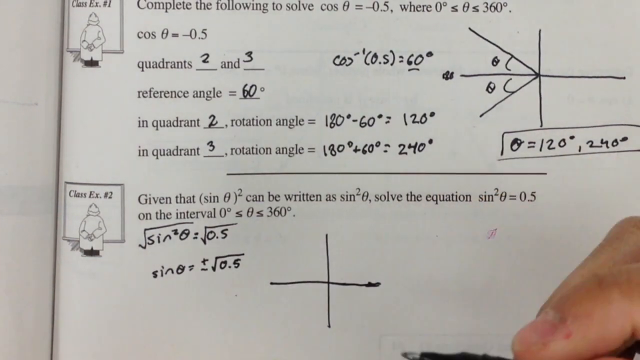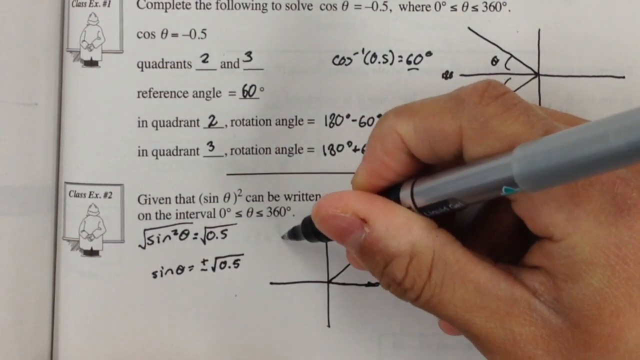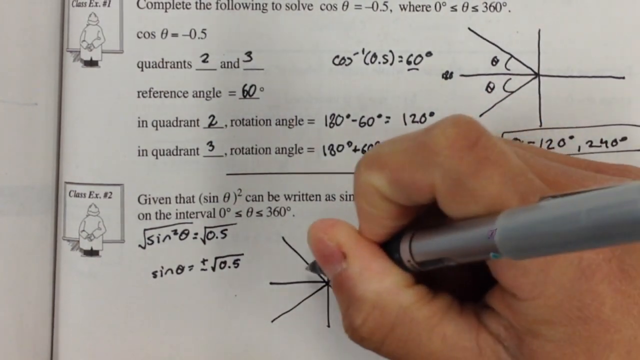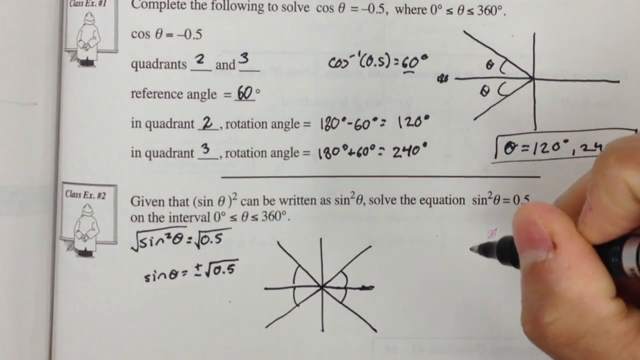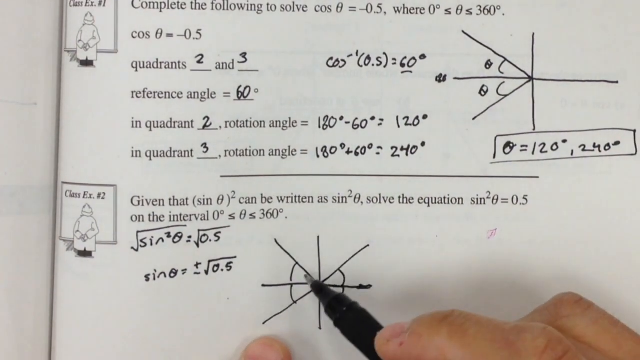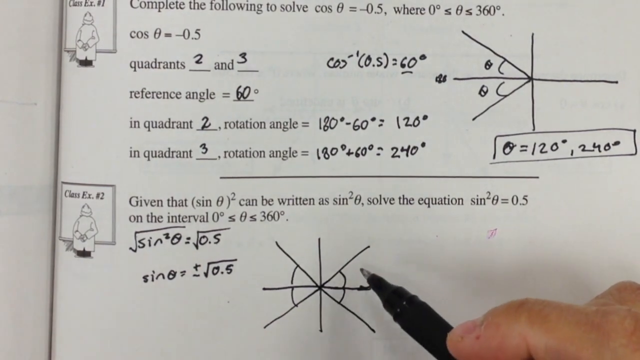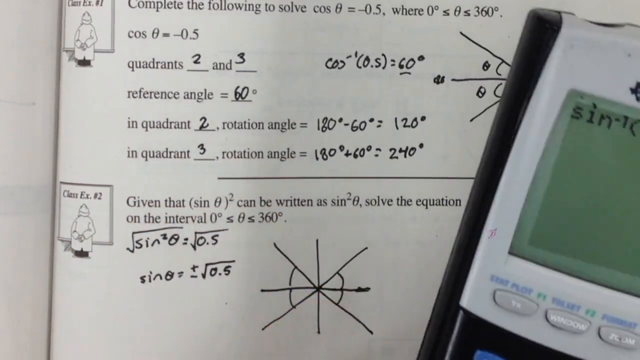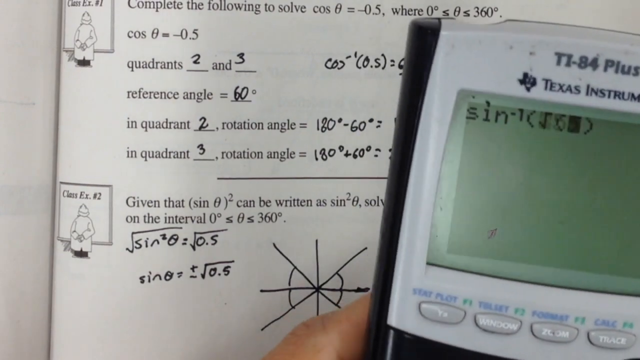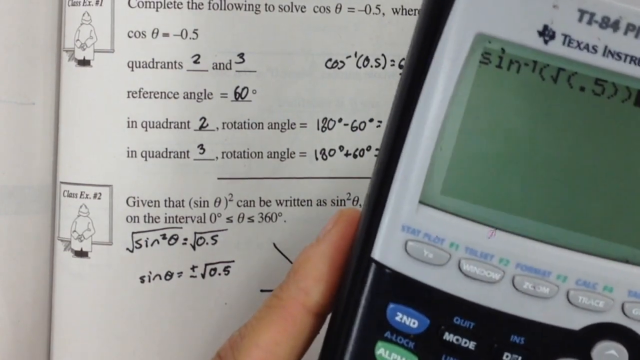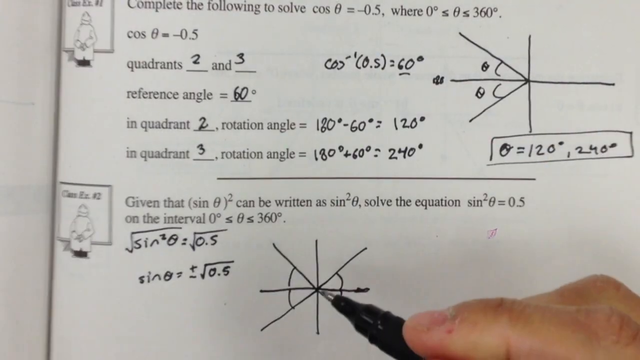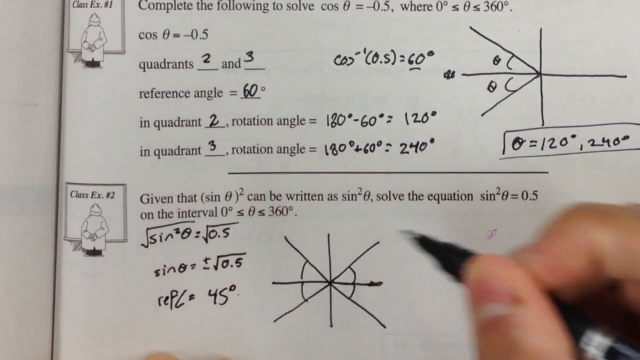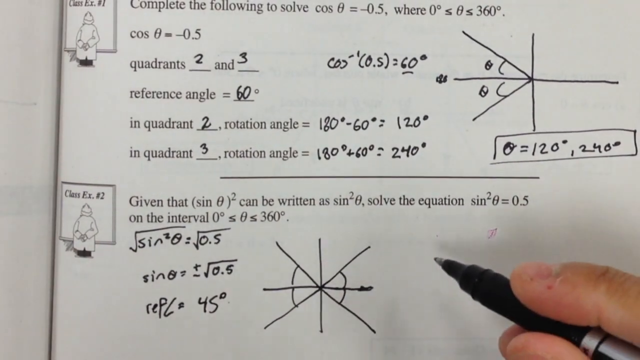Since sine is both positive and negative, sine is going to be in all of these quadrants. Not the best diagram, these angles should all be equal. The inverse sine of the square root of 0.5 equals 45 degrees as a reference angle. So my reference angle is equal to 45 degrees, in every quadrant.